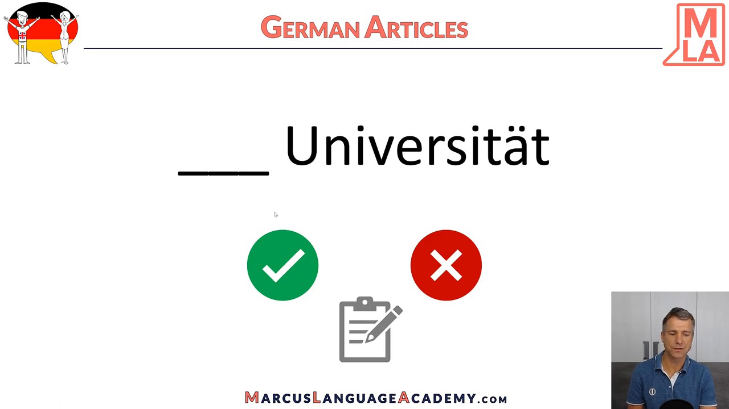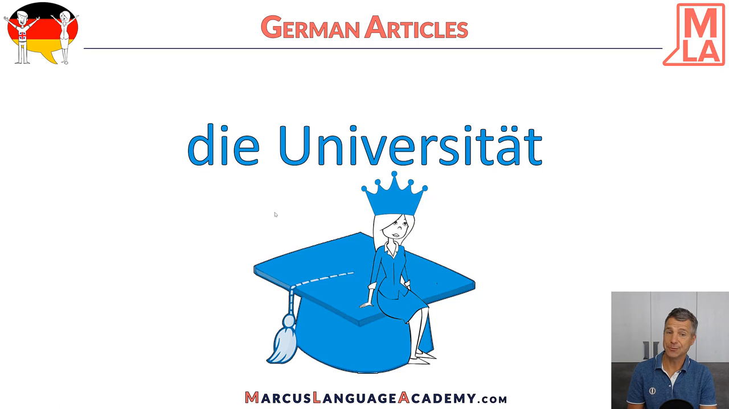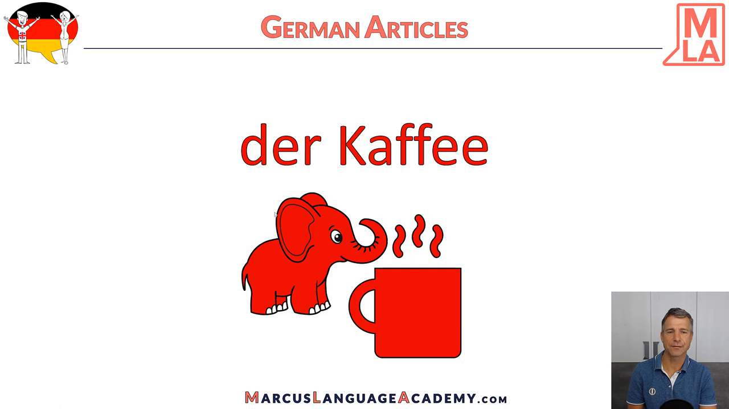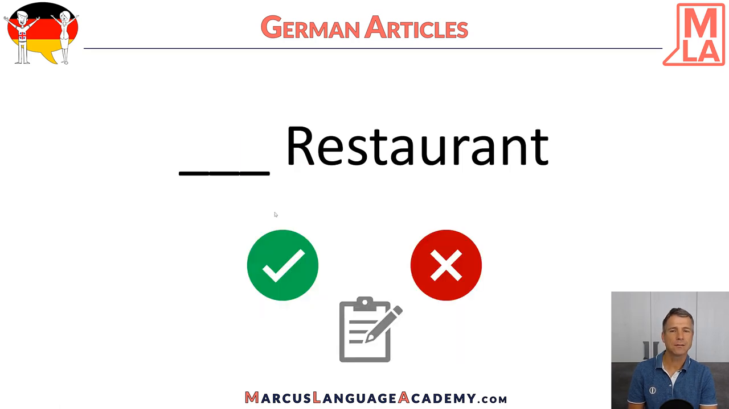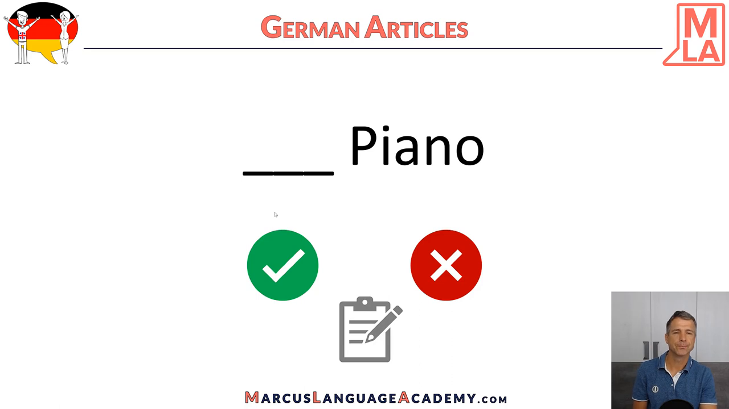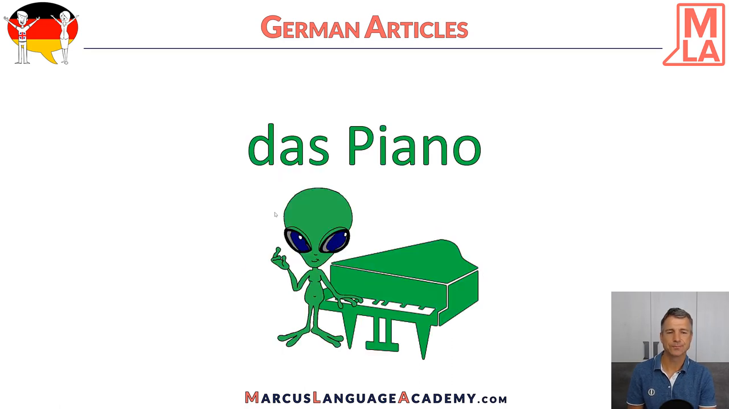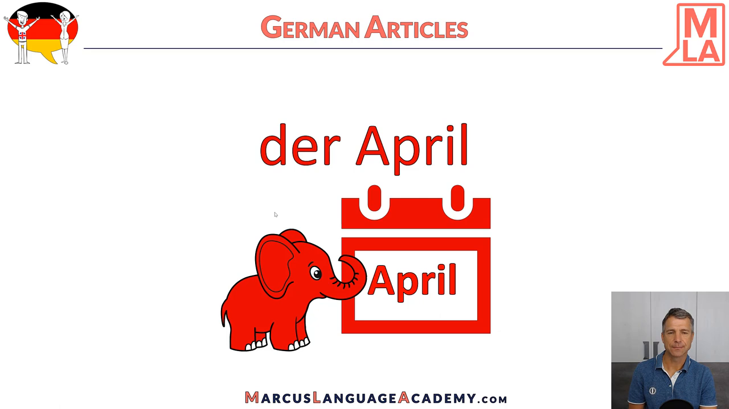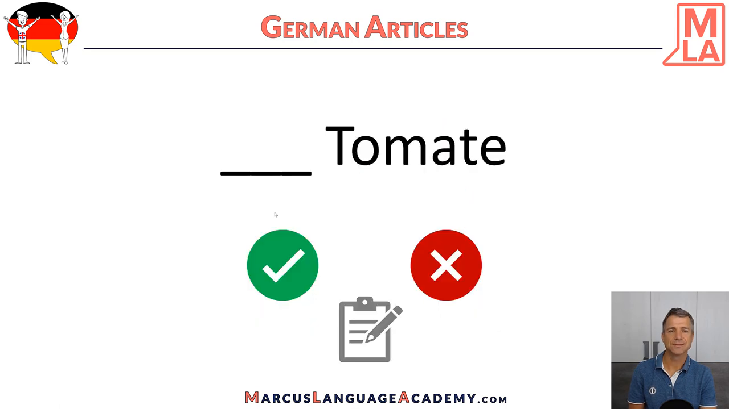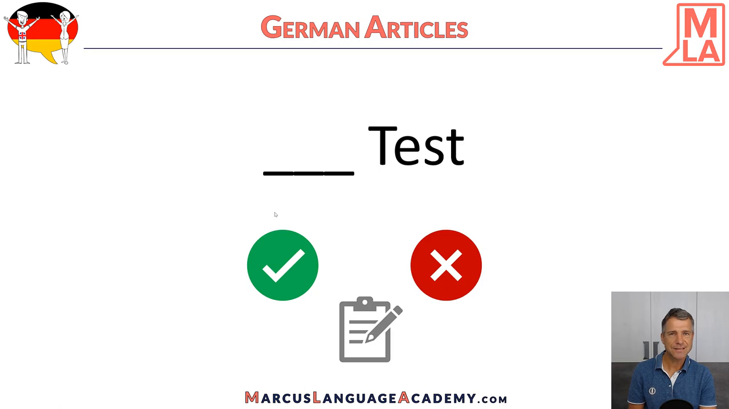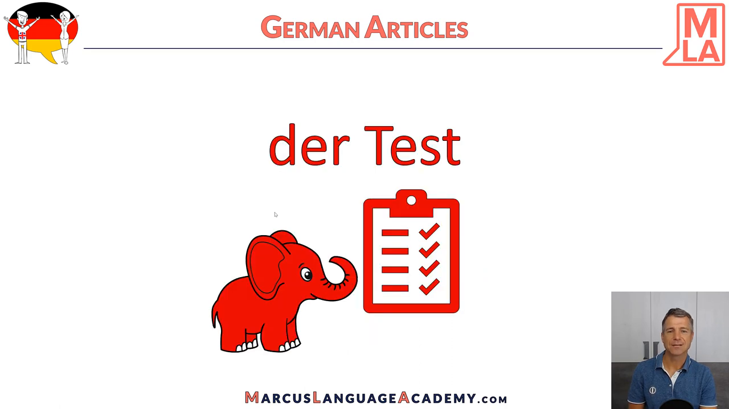How is the article of university? Die Universität. Kaffee. So, who drinks the coffee? Der Kaffee, the elephant. Restaurant, das Restaurant. Piano, das Piano. April, der April. Tomate, die Tomate. Test, der Test.